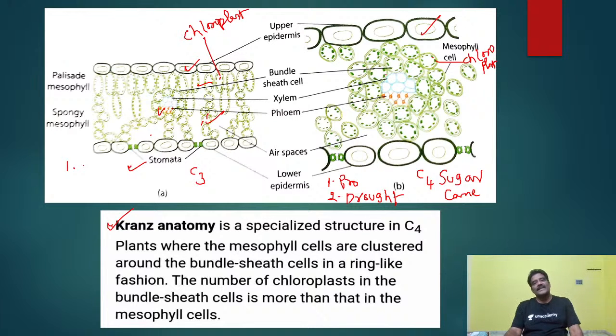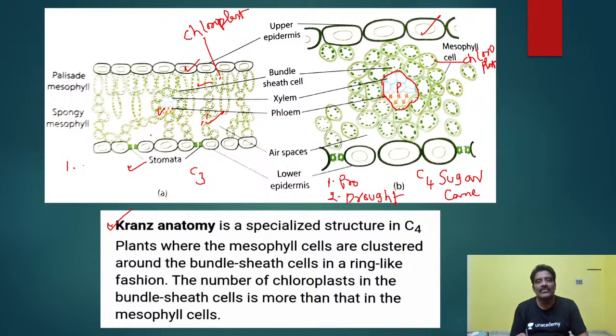One more special arrangement will be observed in the anatomy of the C4 plant here. What is it? Here you see this is the vascular bundle. This is the vascular bundle here, this is xylem, this is phloem here. This is phloem, this is xylem.